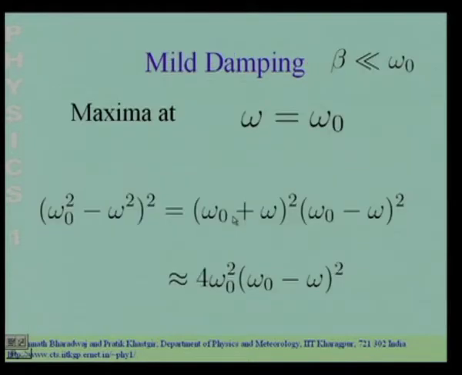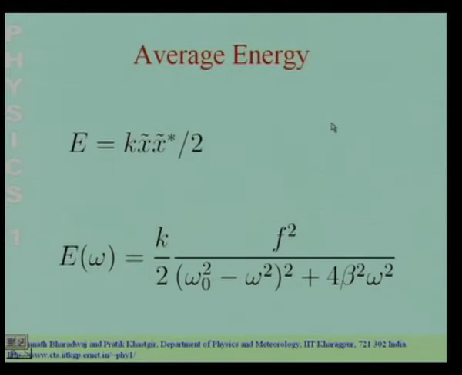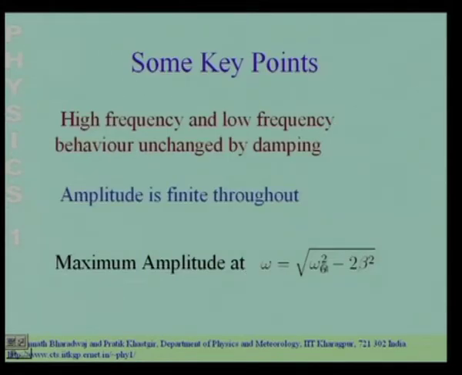So, let us calculate the full width at half maxima for this particular curve, and we shall do it in the mild damping regime. By mild damping, what we mean is where the damping coefficient beta is much smaller than the natural frequency omega naught. If beta is much smaller than omega naught, then the peak in the energy occurs at approximately the natural frequency. So, omega equal to omega naught is approximately where the peak in the energy versus omega curve occurs. You can see that from here. So, omega and omega naught are both approximately the same if beta is much smaller than omega naught.